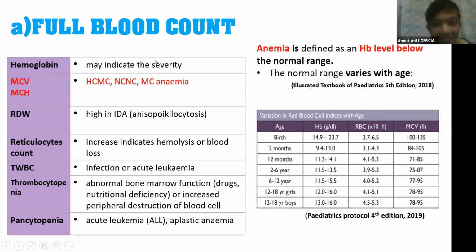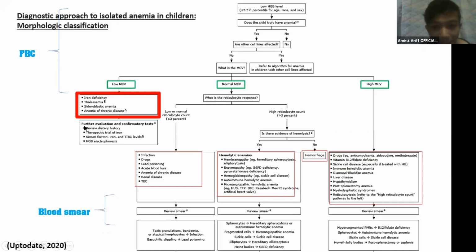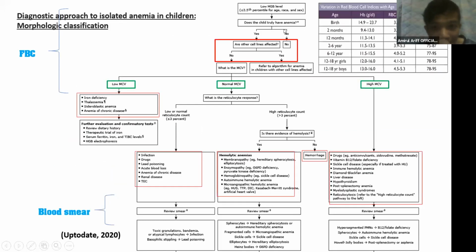As you can see here, this is actually an algorithm from UpToDate, and for me, this algorithm is very useful. From this algorithm, you assess whether the child is anemic or not. From HB, if the child is anemic, you look whether the other cell lines, the white blood cell and platelet, are affected or not. If no, we use this algorithm, so you can look at the MCV. If yes, there is another algorithm after this.